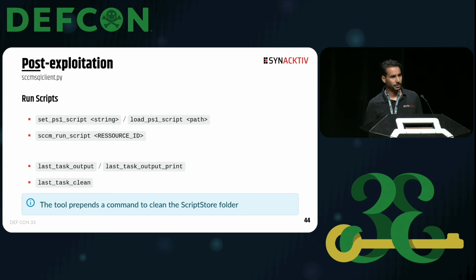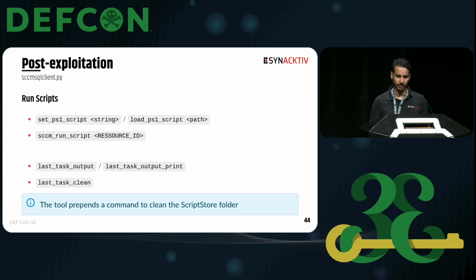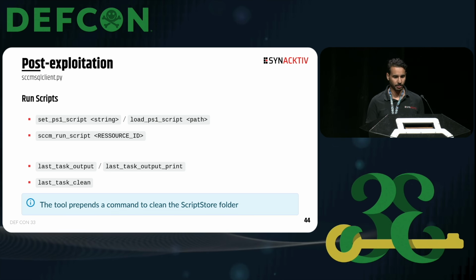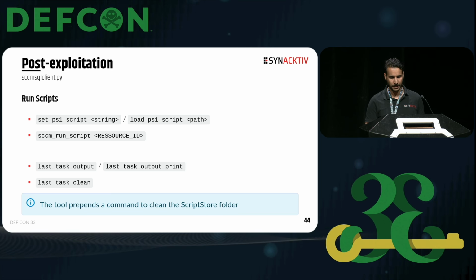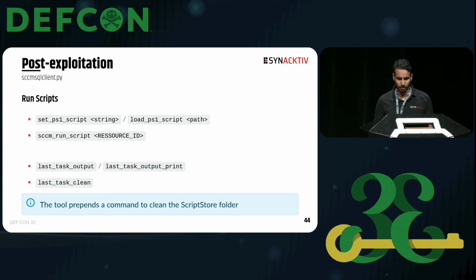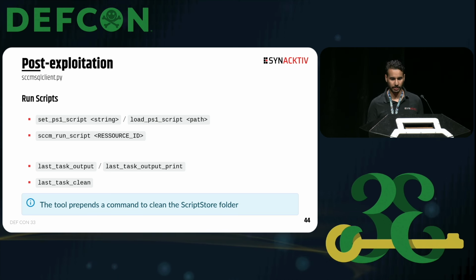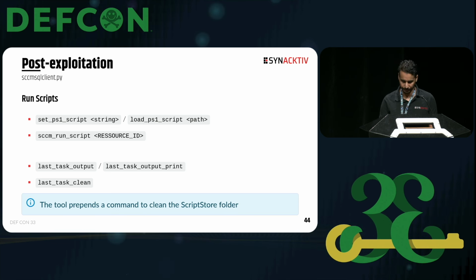To run scripts on a device with the tool, you will have to load its content first, either inline with set PS1 script or from a local file with load PS1 script. Then you'll have to run SCCM run script with the resource ID of your target device. At this step, the tool prepares the command to clean the script store folder, as I said. Then to get the output, you use last task output. It's a helper to check the execution output. It uses the generated GUIDs that are kept in memory. Finally, use last task clean, which is a helper to clean the artifacts from the database. It will delete everything.